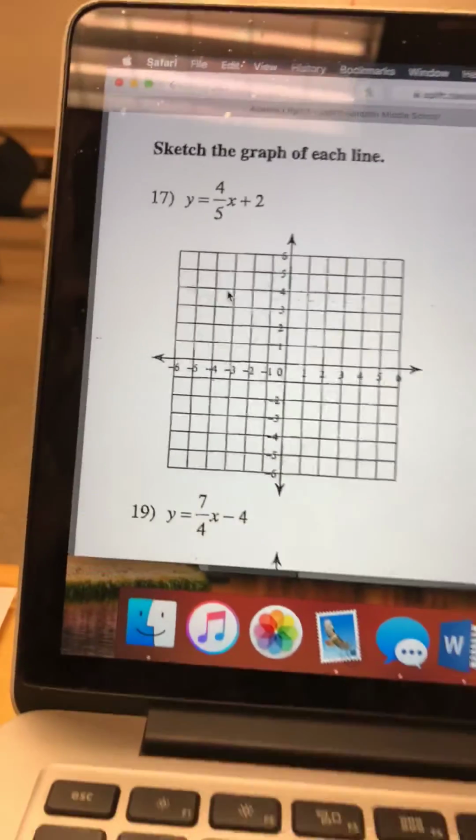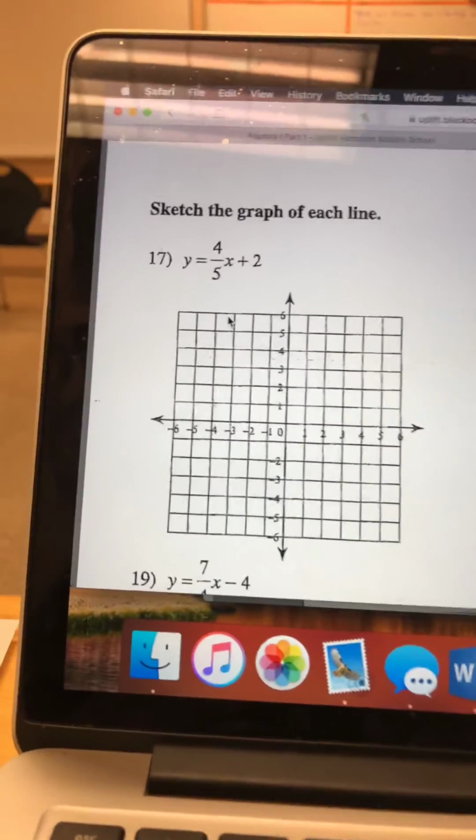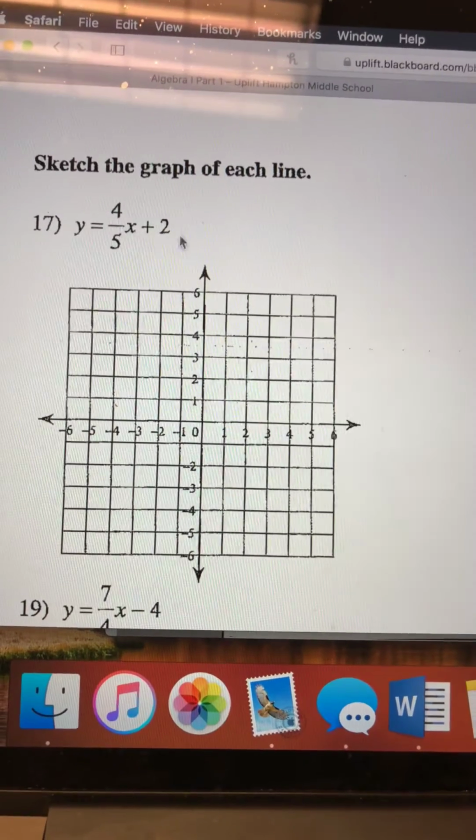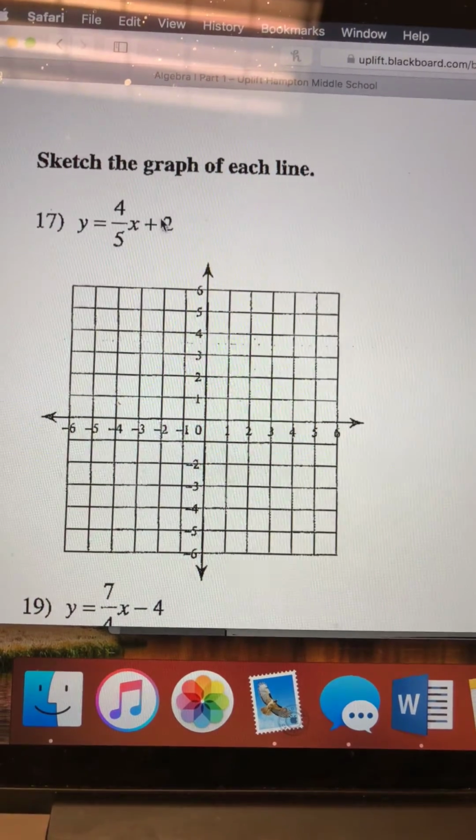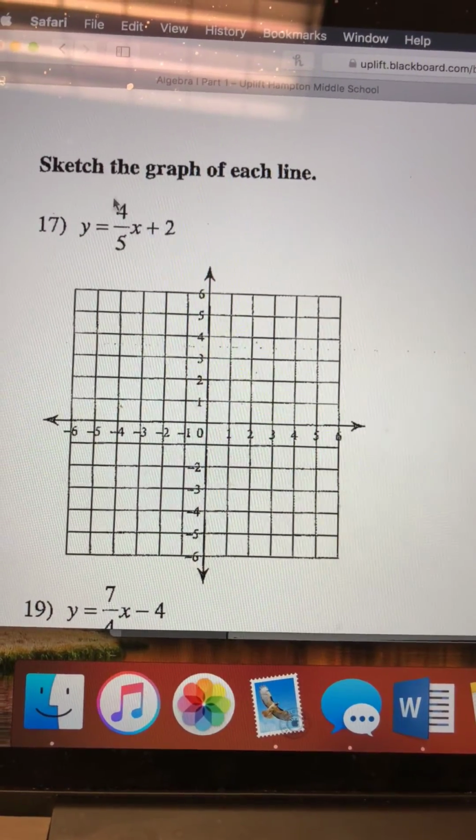We've already gone over the graphs. Just keep in mind that your 2 is your b value or your y-intercept, and your 3 is your m or your slope.